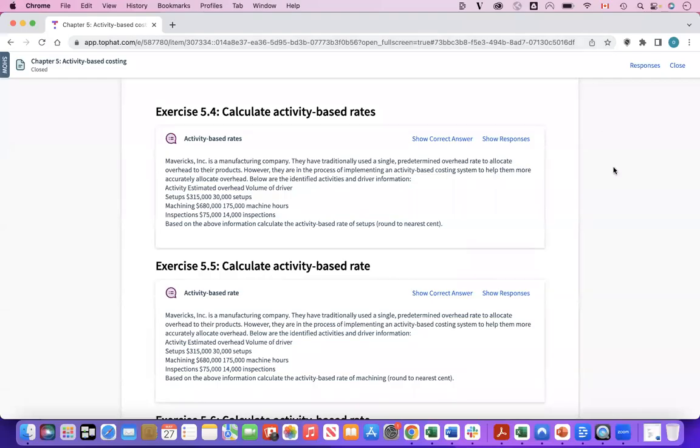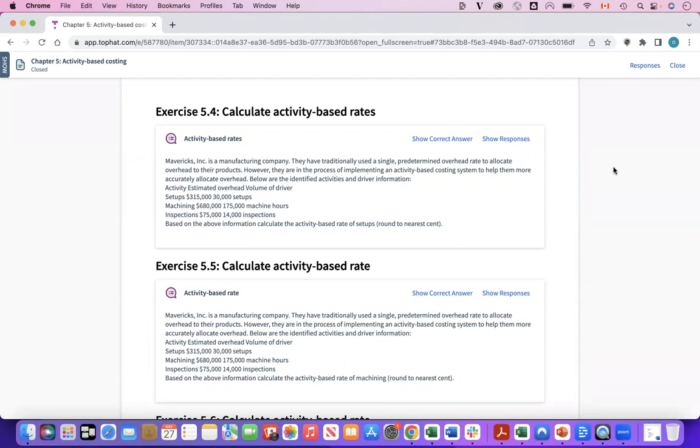All right, class. We're going to look at exercises 5.4 through 5.8. They're all based off of the question stem you see here for Mavericks Inc. Remember, with activity-based costing, the whole idea is that we are breaking down the production process into its major components, its major activities in this case, and then allocating the overhead from those activities to the different products.